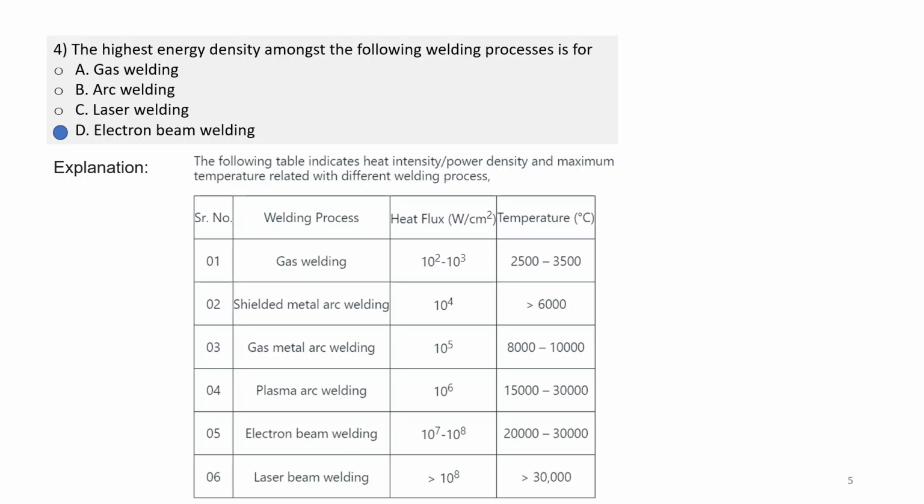In the case of electron beam welding, you have a very high heat flux, 10 to the power 7 to 10 to the power 8 watts per centimeter square, and the temperature is also up to 20,000 to 30,000 degrees Celsius. These are the three weldings that have the highest temperature and heat flux: plasma arc welding, electron beam welding, and laser beam welding.